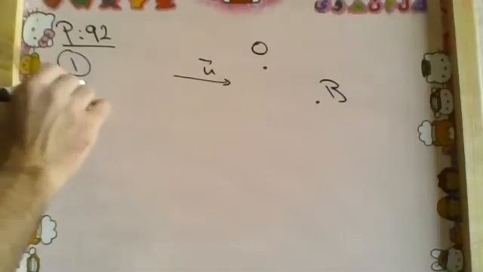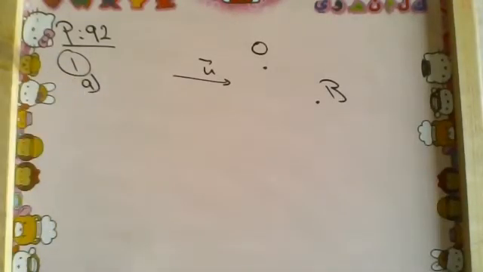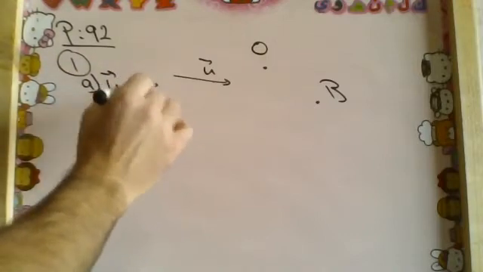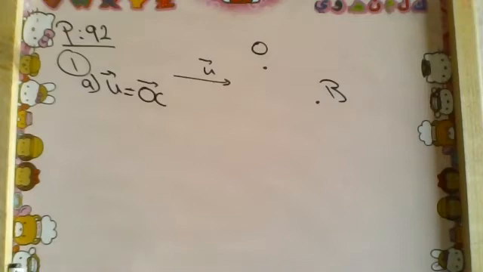Construct part A. Point C such that U is equal to OC. How to construct point C so that vector U is equal to vector OC?